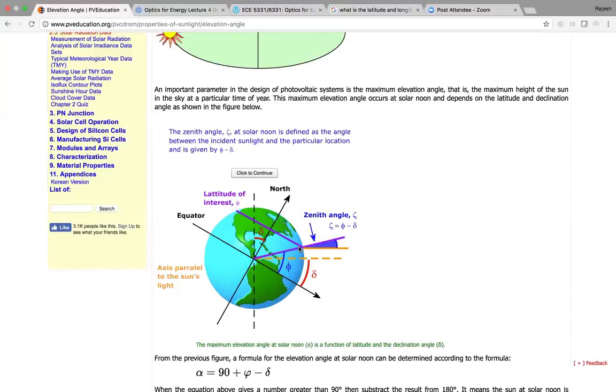Okay, so we'll see how these things affect the orientation of the panels later on. So for instance, in Salt Lake City, where we are here, the latitude is about 41 degrees north, something like that.